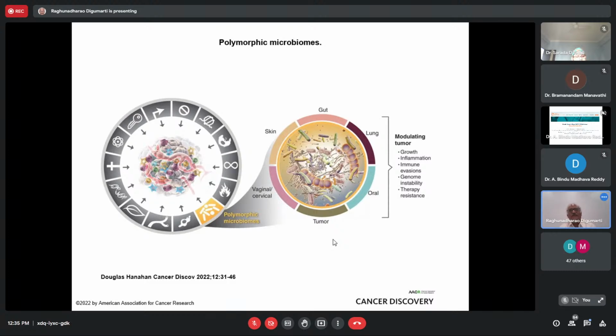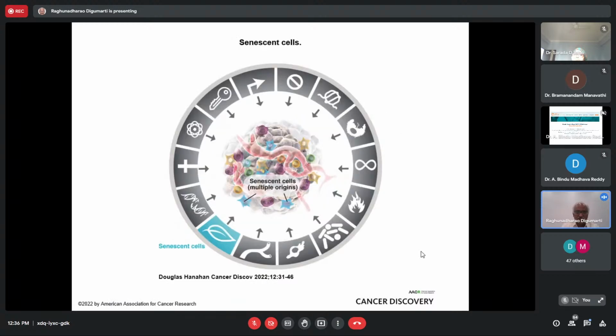I come back to one of the most important topics now, a hot topic, polymorphic microbiomes in the cell. At least in the gut we know, and far away from the gut we know, it is not just cancer. They seem to be involved in many other chronic disorders, including diabetes, hypertension, heart disease, Alzheimer's, and just the aging phenomenon, or things like psoriasis and lichen planus. So they modulate growth, inflammation, immune evasion, genomic instability, and treatment resistance. So the gut, the lung, the skin, the vaginal mucous membrane, the cervical epithelium, in conjunction with the tumor, seem to matter quite a lot.